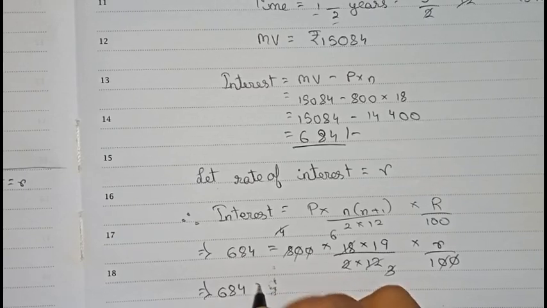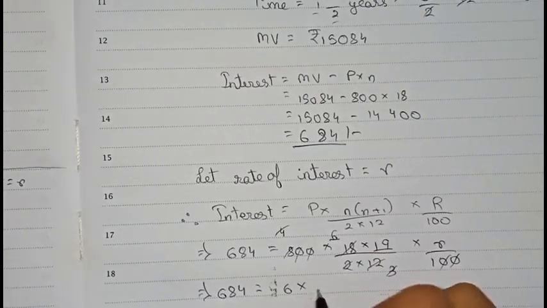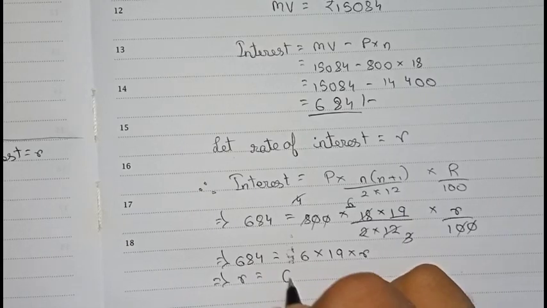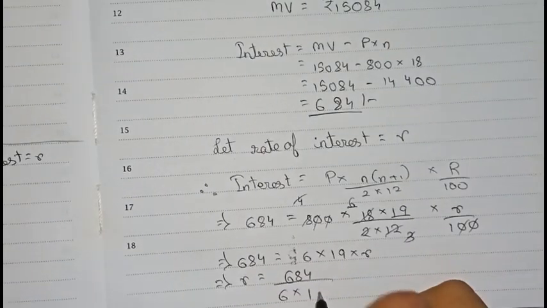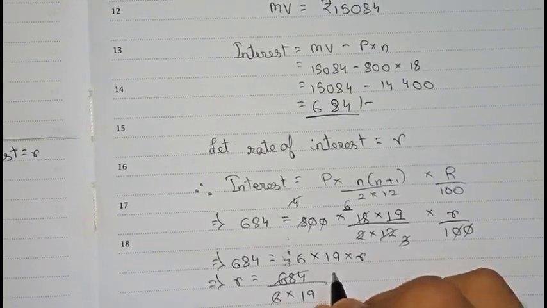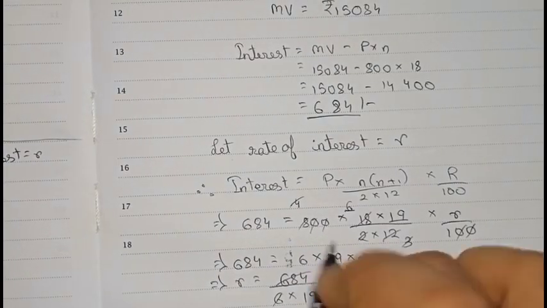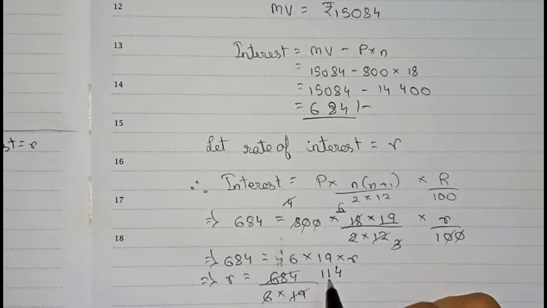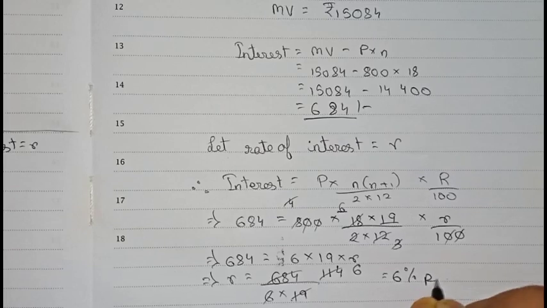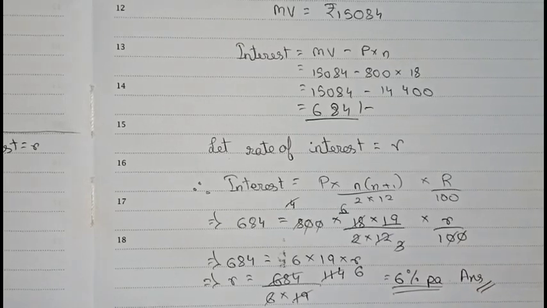So 684 is equal to 6 into 19 into r. So rearrange it. R is equal to 684 by 6 into 19. If we first cut by 6, so 114, 114. So you can cut directly 114 and 19, it will become 6. So the rate will be equal to 6% per annum. So we got the rate of interest. So this is our final answer for this question.